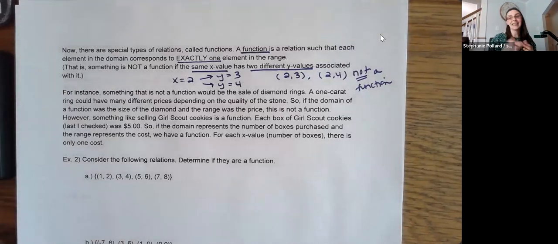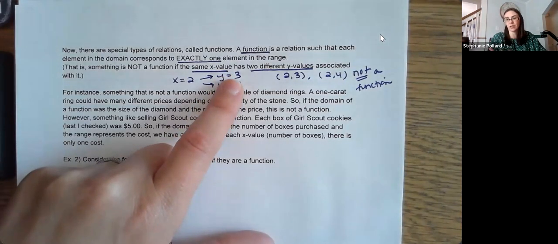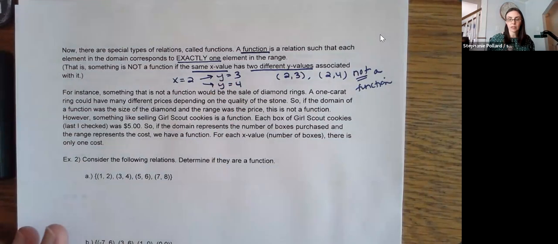It just makes life a little bit easier when we have functions because we know that for each x, there's only one output. So you're not confused like, oh, is the answer 3 or is it 4? I don't know, right? There's only one answer. So it makes things a little bit easier.